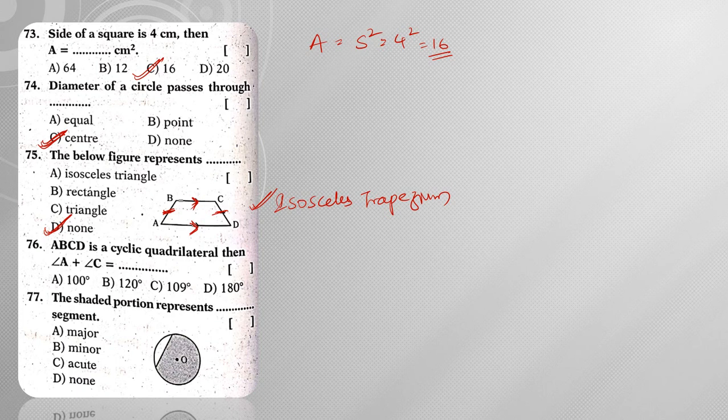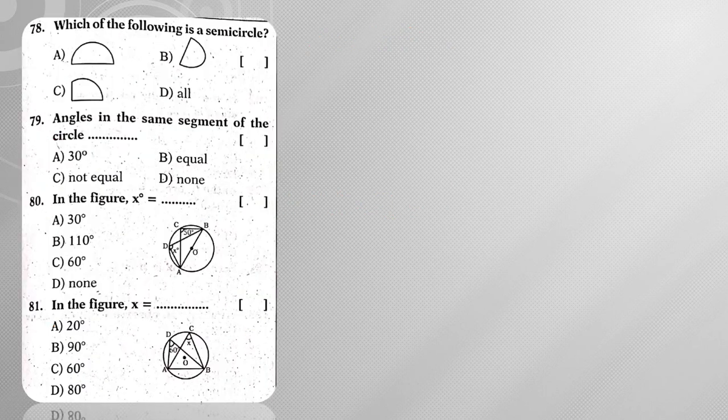Next, ABCD is a cyclic quadrilateral, then angle A plus angle C. Here angle A and angle C are opposite angles. So in a cyclic quadrilateral, sum of opposite angles is supplementary. Right? The shaded portion represents. So here you can see that this shaded portion is the major area. Hence we can call it as major segment. Right?